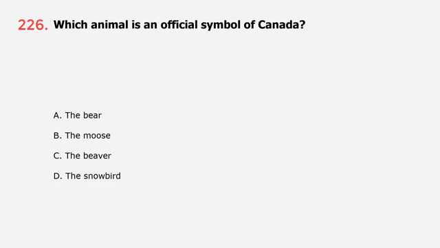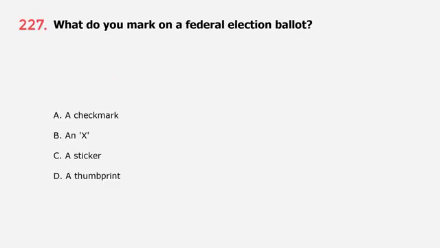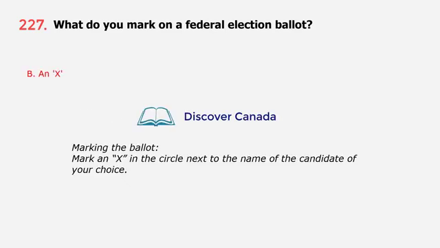Question 226. Which animal is an official symbol of Canada? A. The bear. B. The moose. C. The beaver. D. The snowbird. The answer is C. The beaver. Question 227. What do you mark on a federal election ballot? A. A check mark. B. An X. C. A sticker. D. A thumbprint. The answer is B. An X.